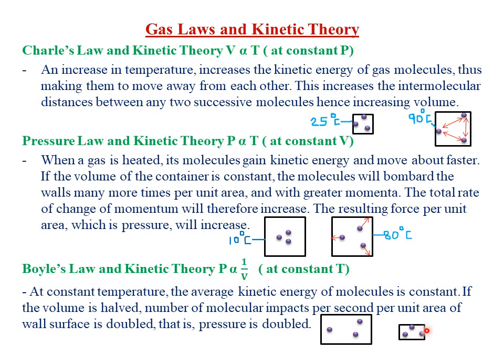But when the volume is small, the pressure will be very high, because the probability of the molecules colliding with each other and with the walls of the container will be very high. Those impacts or collisions constitute what we are calling the pressure, and the pressure will actually be doubled.